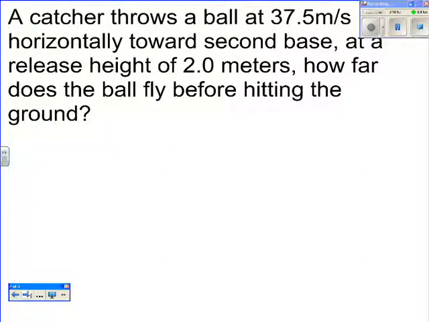Why are pitchers' mounds elevated? So they can throw more on a straight line. They're throwing downhill all the time.